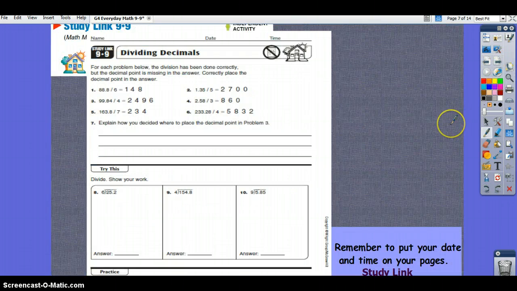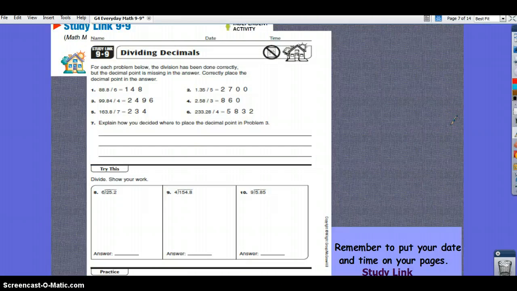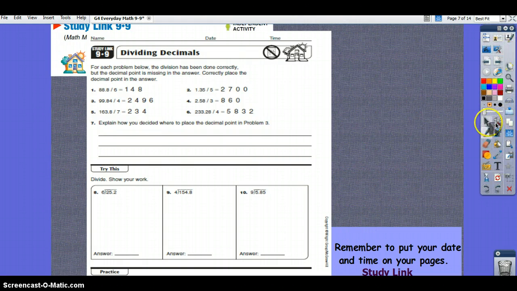And finally, the study link for 9-9 is again getting you some extra practice using division and decimal points. So correctly place the decimal point in the answer, first by estimating and then knowing where it should go. In the bottom, try this. You're actually dividing it and coming out with an exact answer.